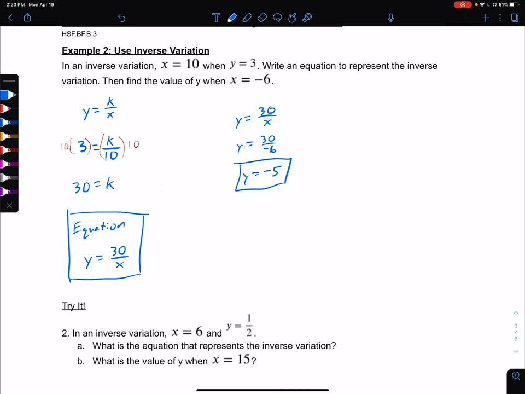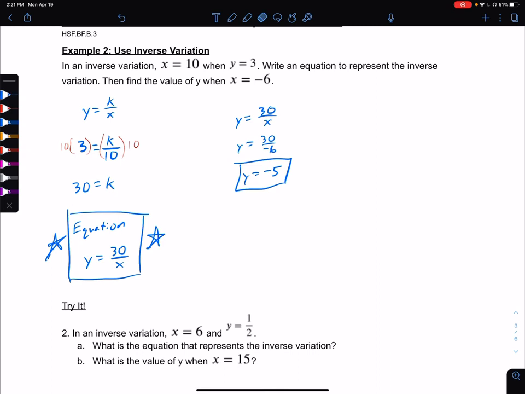Inverse variation problems are pretty much as easy as you're seeing here. They're usually going to give you 2 of the 3 variables, and then you just need to find the third one. When they give you x and y, it's almost a guarantee that they're looking for the formula. They're probably not going to say solve for k. They're probably going to ask for the equation. So you'll have to write the equation out like we did down here.